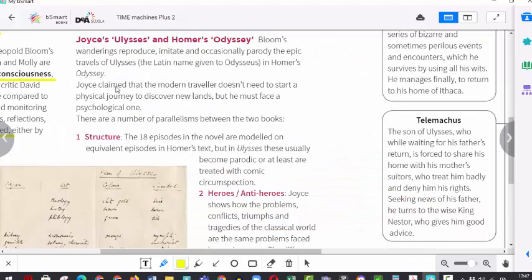Then, what's the characteristic of Ulysses is that it's an imitation of Homer's Odyssey, and at the same time it's a parody. Because differently from the protagonist of the Odyssey, Ulysses, here there isn't a physical journey that is described, while only a psychological one. And even if there are parallelisms between the two books, we have to remember that Leopold is the opposite of the hero of the past. He is the anti-hero, the normal common man.